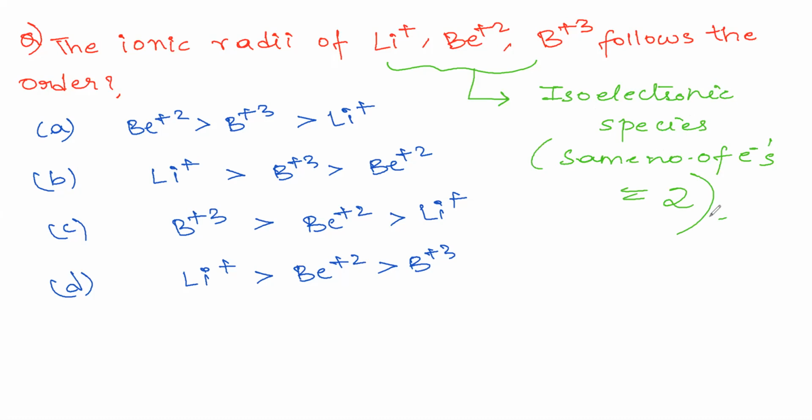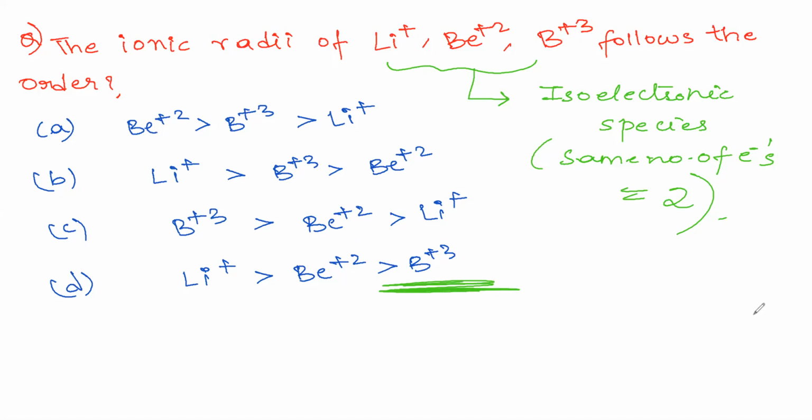Because the atomic number of boron is 5, the configuration is 5. So for boron, you are getting 2p1 also, and for beryllium, you are getting 2s, and for lithium, you are getting 1s. So automatically, the answer is Li plus greater than Be plus 2 greater than B plus 3. So the answer is the fourth option.